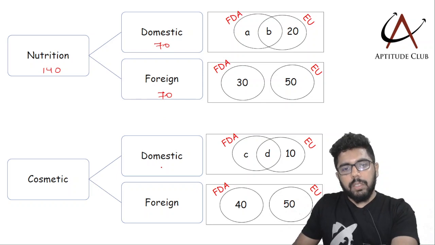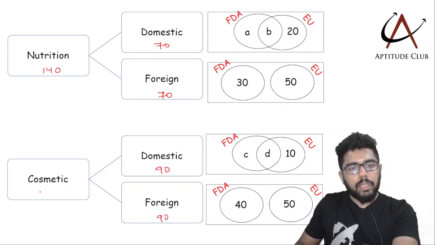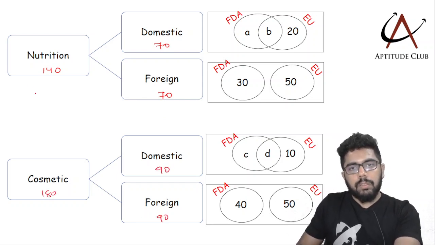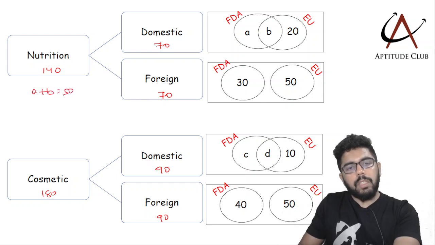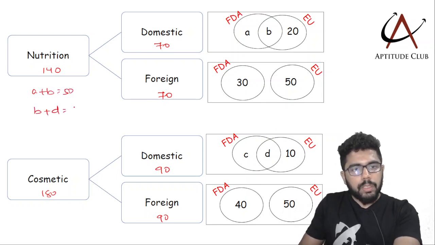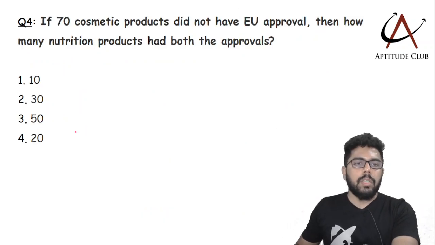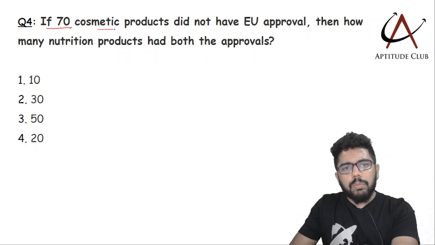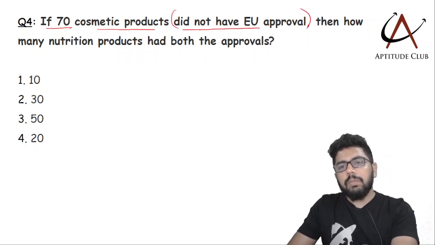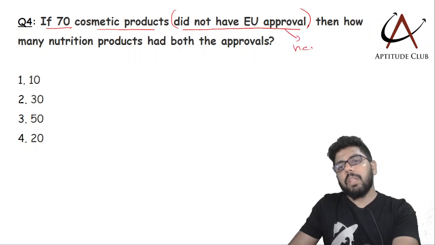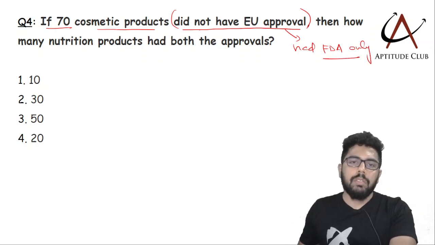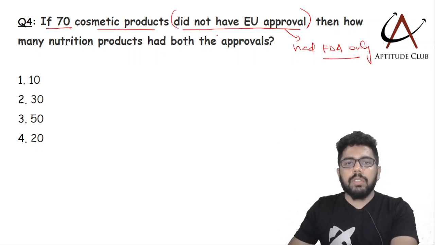So 70, 70, 90, 90, and 180. So A plus B is 50, B plus D is 60 and C plus D is 80. Then the question is saying if 70 cosmetic products did not have EU approval. Did not have EU approval means had FDA approval only. So 70 cosmetic products had only FDA approval.